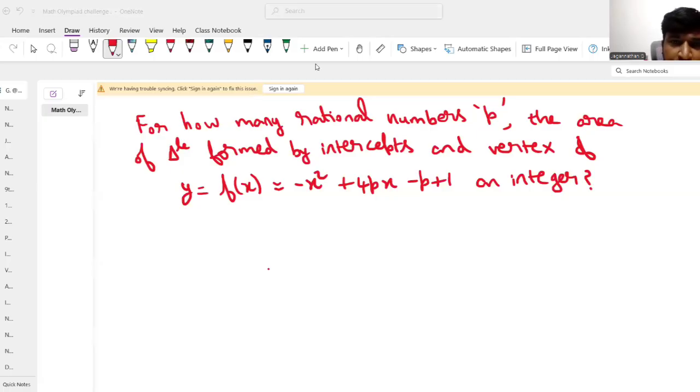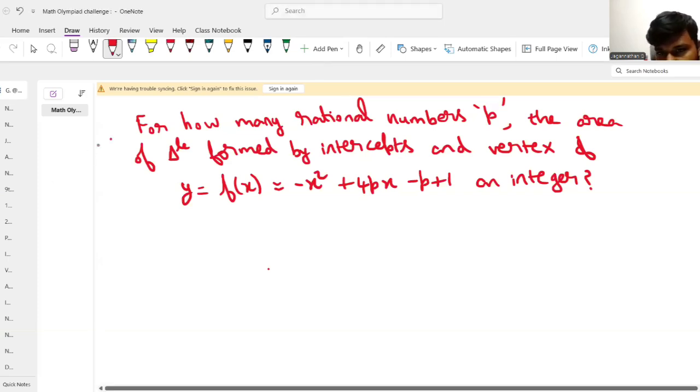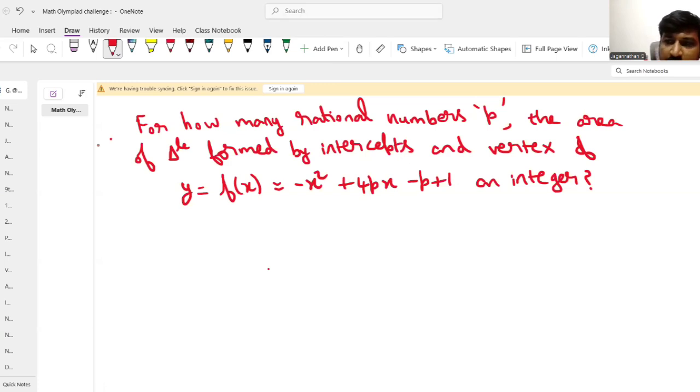Welcome to Math Hours. This is our next Olympiad challenge. For how many rational number values of p is the area of the triangle made by the intercepts and the vertex of this quadratic equation an integer? You can see the quadratic equation is in the variable x. When they mean intercepts, they mean the x-intercepts.